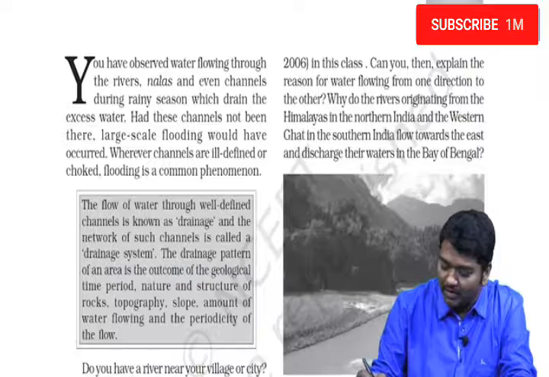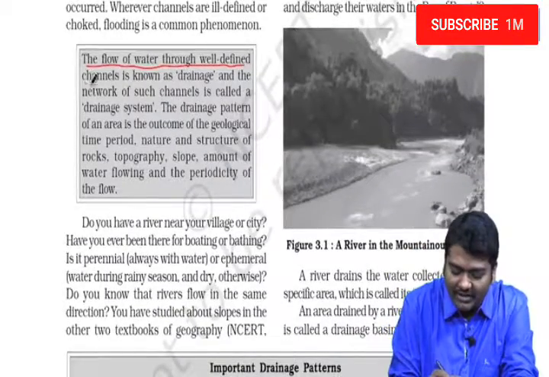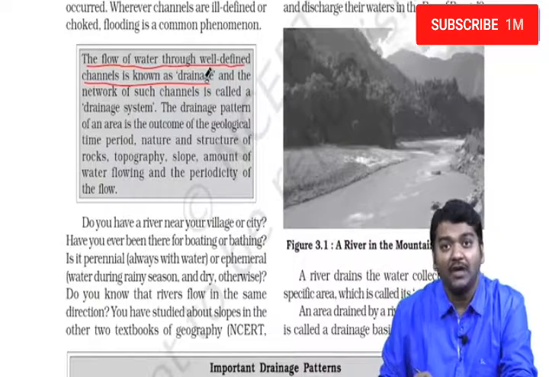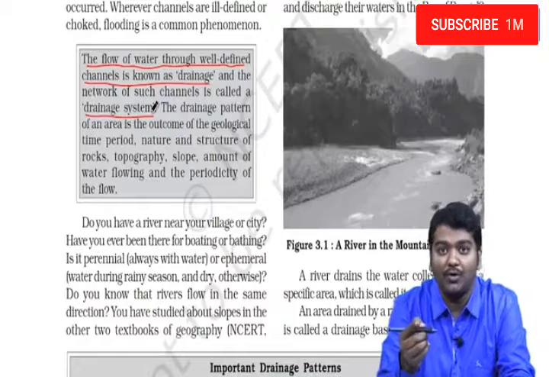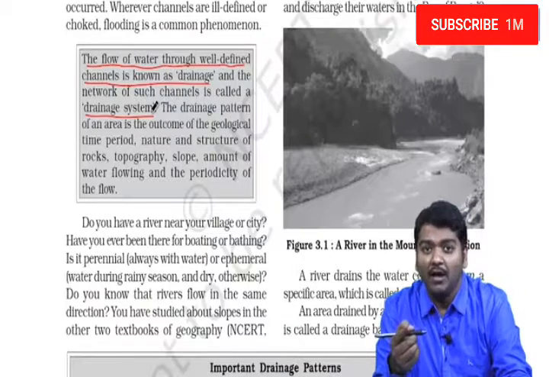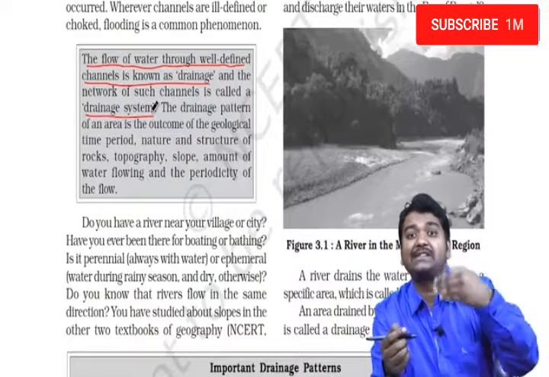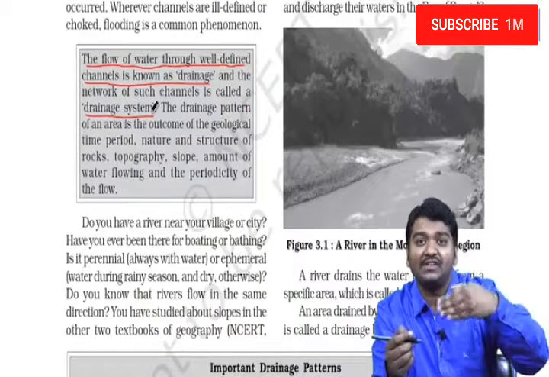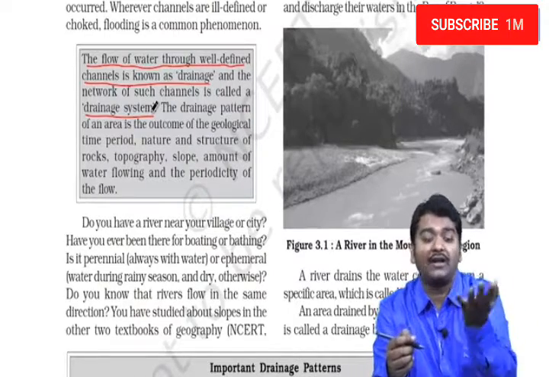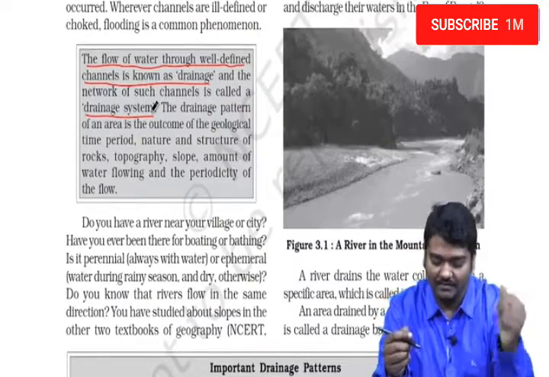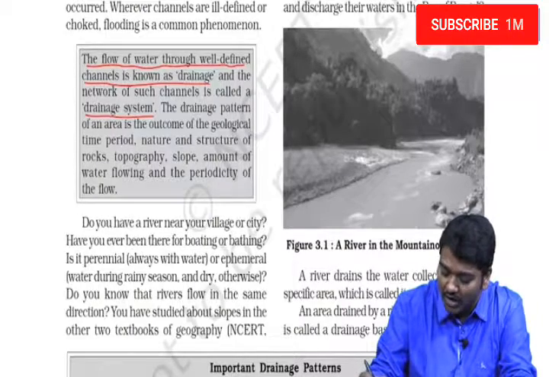So first important thing, as you're all aware, the flow of water through well-defined channels is known as drainage, and a network of that is called a drainage system. I have already told you there is a difference between when I talk about Ganga river and Ganges river system. The meaning of Ganges river system is that I have to include the tributaries. I call it at the basin level as well, right? So it's very, very important for us to look at these two differences.